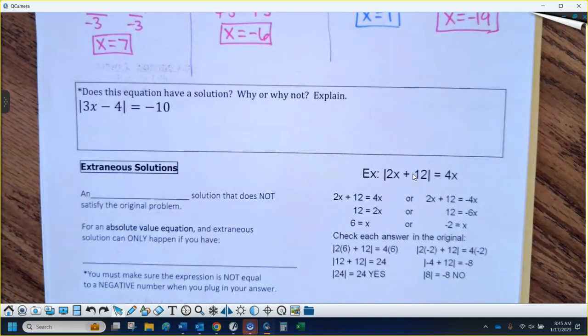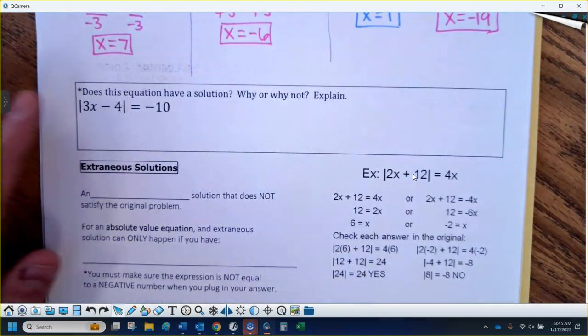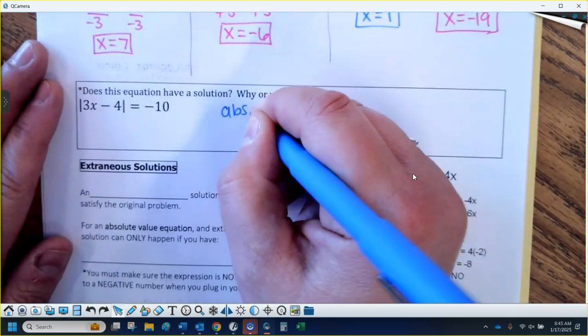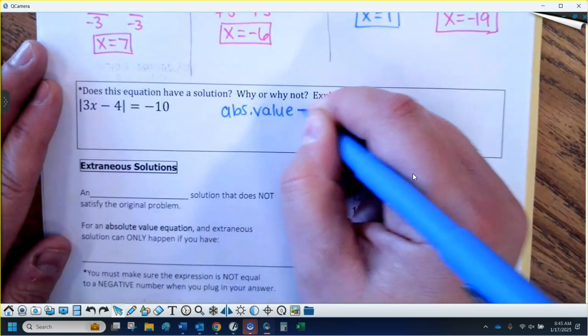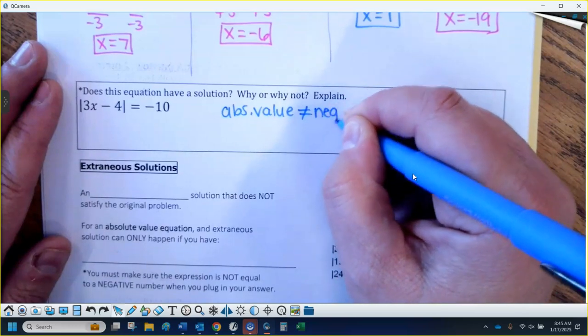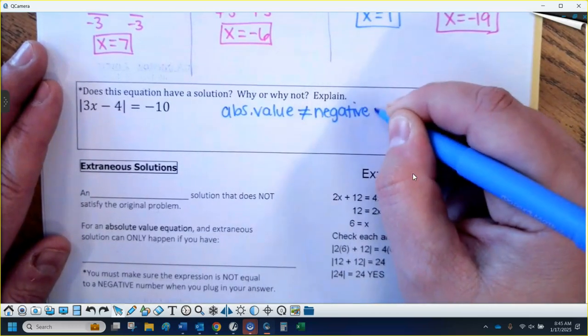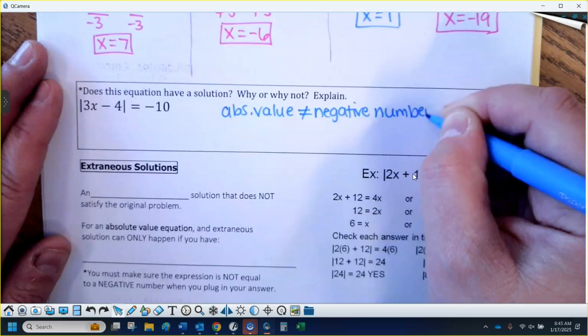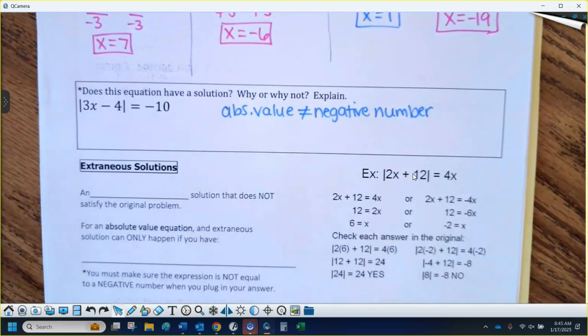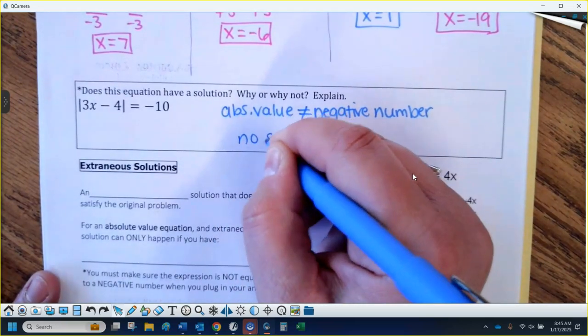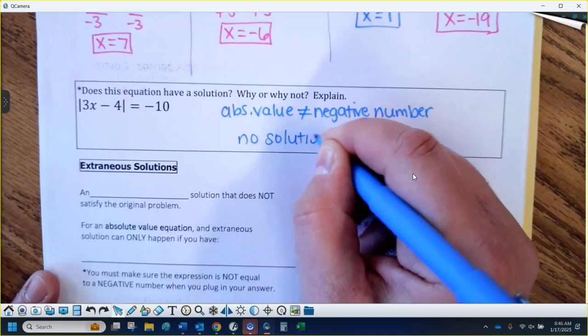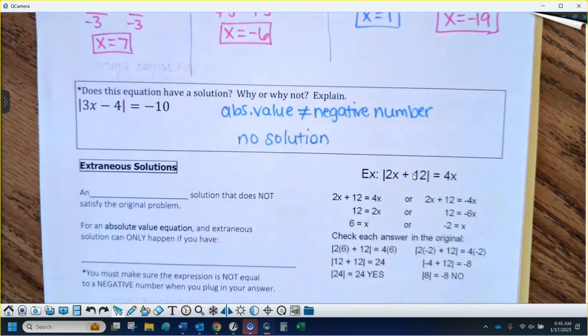Okay, so why can't it be negative? It has to be positive. Okay, absolute value makes everything positive, right? So, absolute value cannot be equal to a negative number. It's not possible. Absolute value makes everything positive. So if you have an absolute value by itself and it's equal to a negative number, this would just have no solution, because that's not possible.